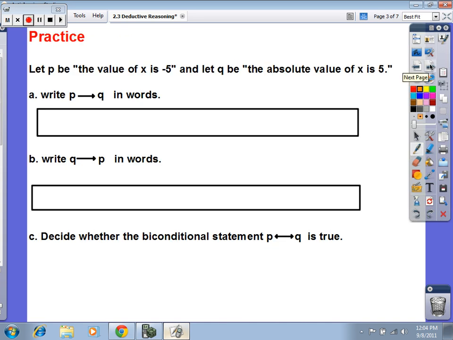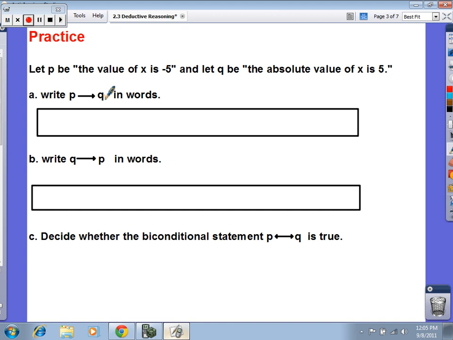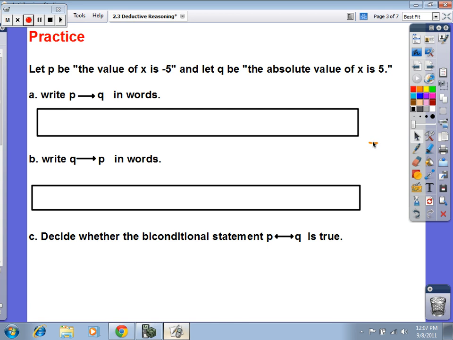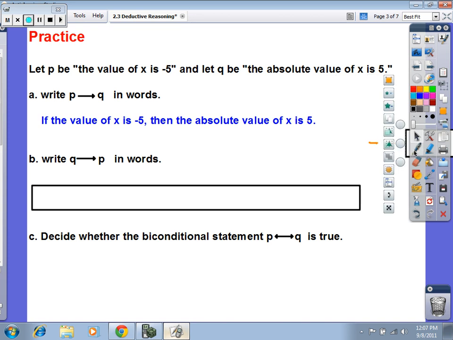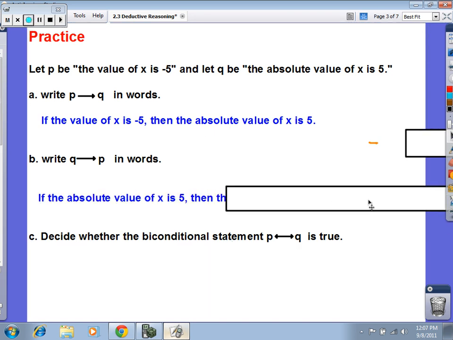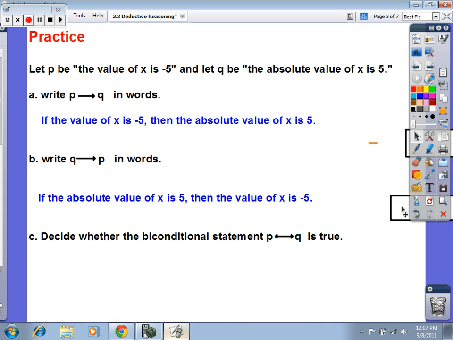Okay, your next slide. Let's try it. So here's your phrase. Let's say P is going to be the value of x is -5 and Q is the absolute value of x is 5. So here's your symbolic notation. P implies Q. Write it in words. Try and write that in words. What did you get for A? If the value of x is -5, then the absolute value of x is 5. And then the converse. Q implies P. So it's going to start with if, but then it's going to be if the absolute value of x is 5, then the value of x is -5.